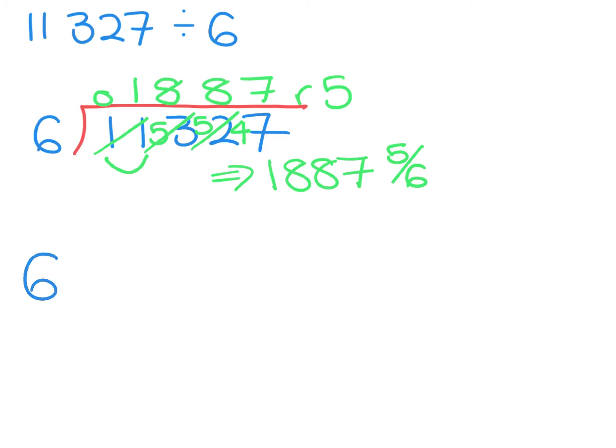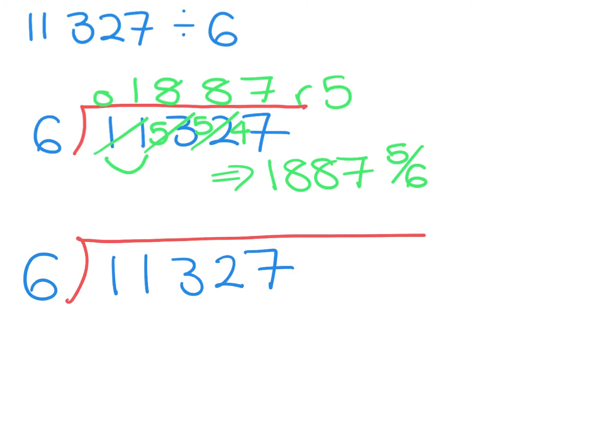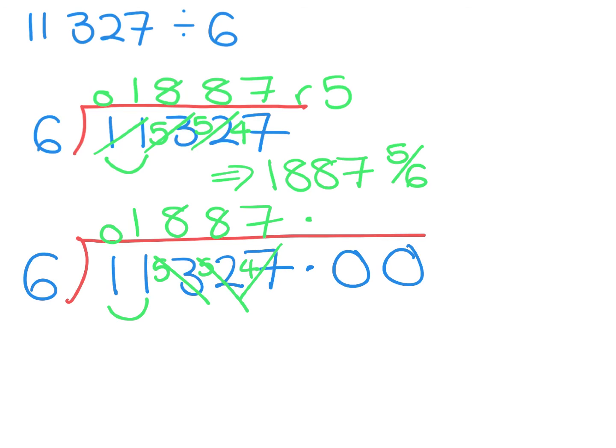Alright, now if we were going to do it as a decimal, obviously the first part's going to be exactly the same. 6 doesn't go into 1, so 6 into 11 goes once with 5 remainder, so I put that down there. 6 into 53 is 8. 6 into 50 with 5 remainder. 6 into 52 is 8 with 4 remainder. 6 into 47 is 7. Put my decimal points in and my zeros. I haven't changed the number at all. It's still the same number.